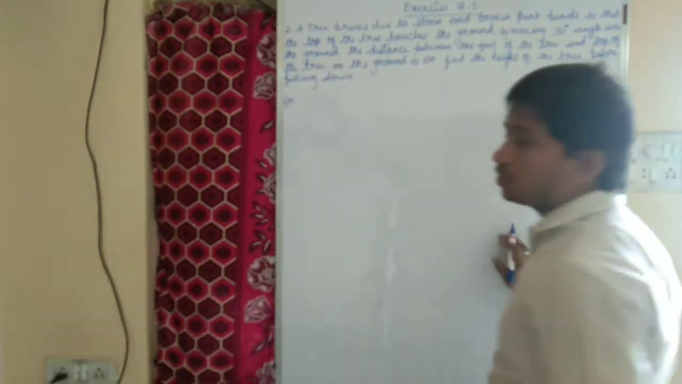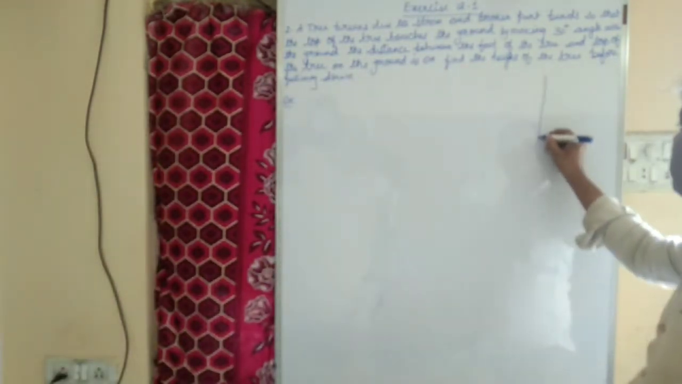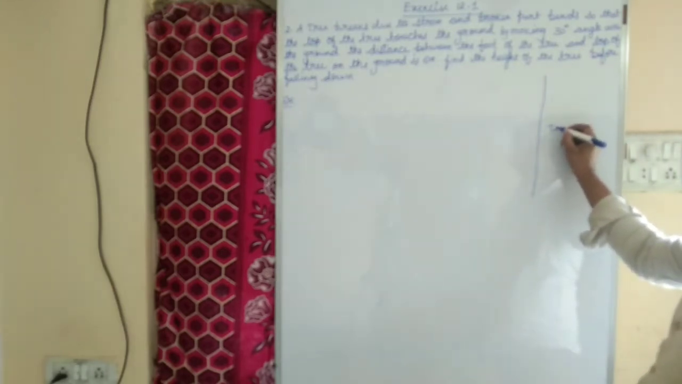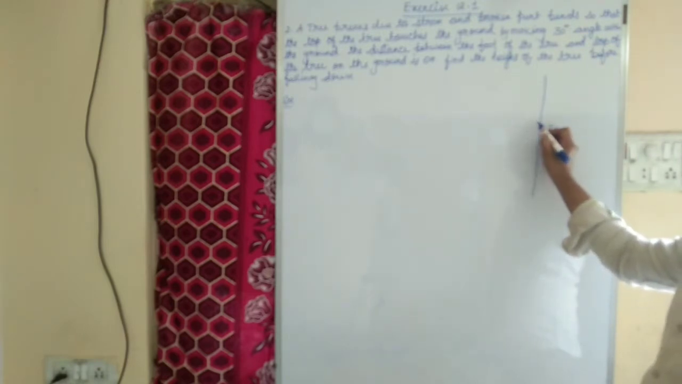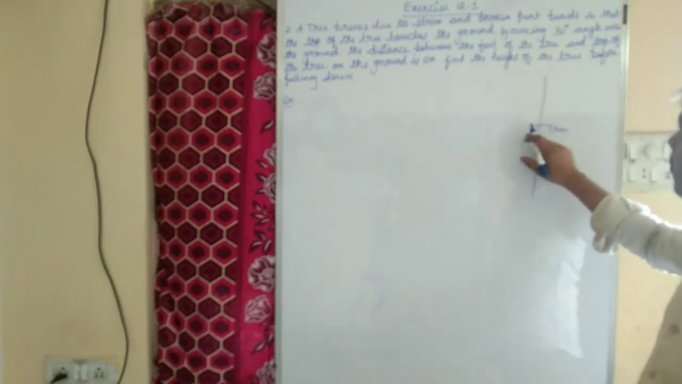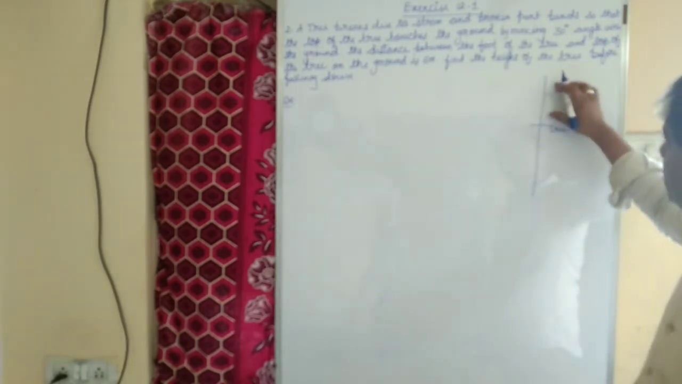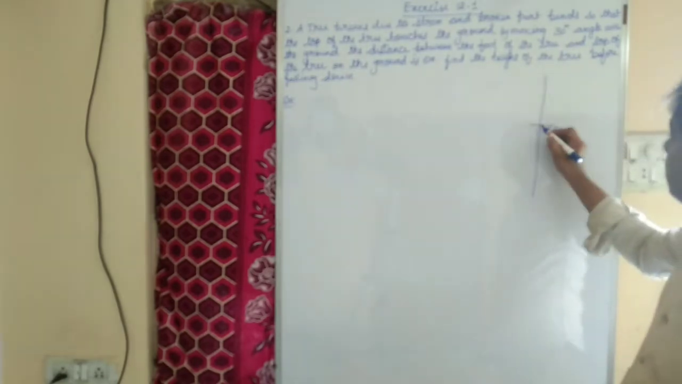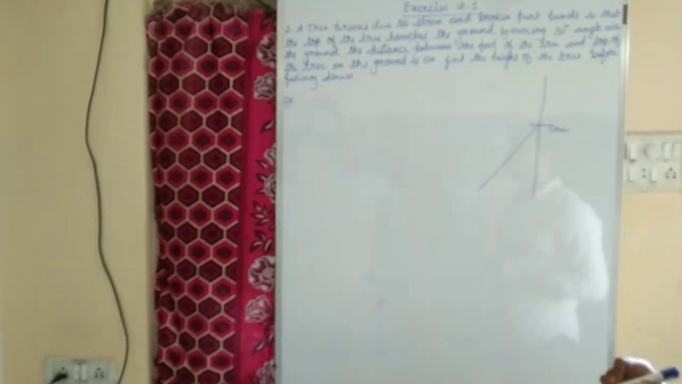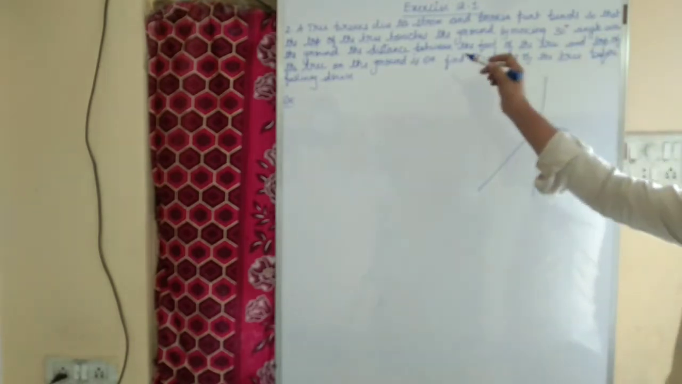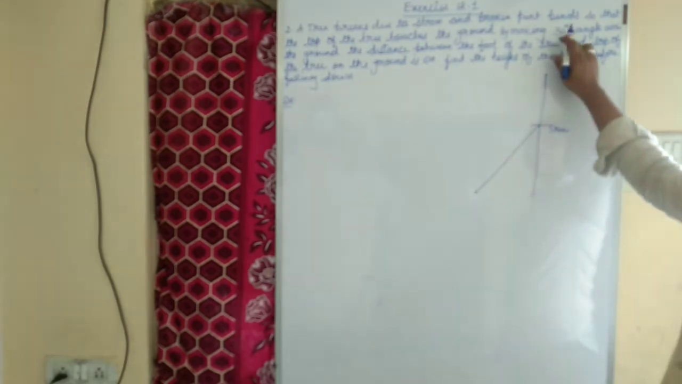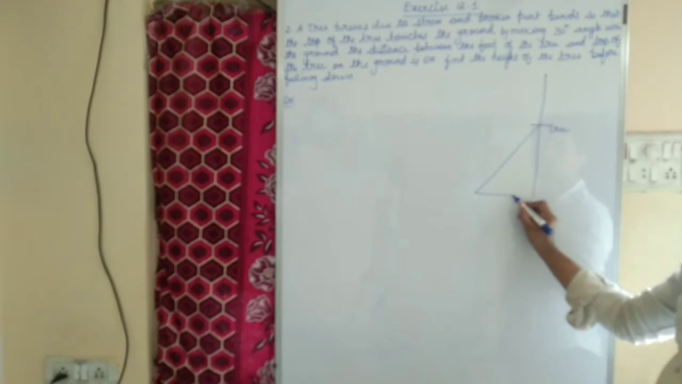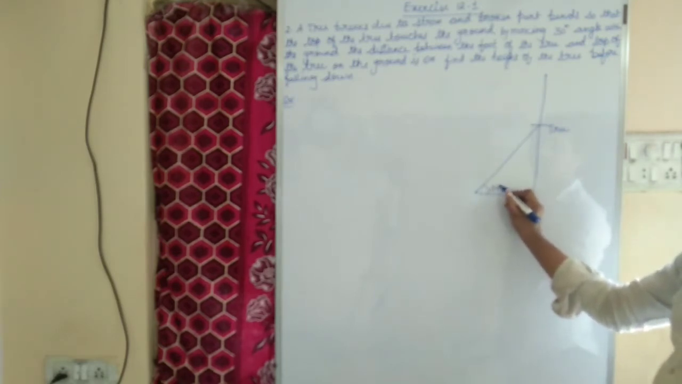A tree breaks due to storm. So this is our tree. Due to storm, it breaks. So if it breaks, what will happen? Suppose it breaks till here and this part touches the ground, right? This will fall like this. So that the top of the tree, this is our top of the tree, touches the ground by making a 30 degrees angle with the ground.